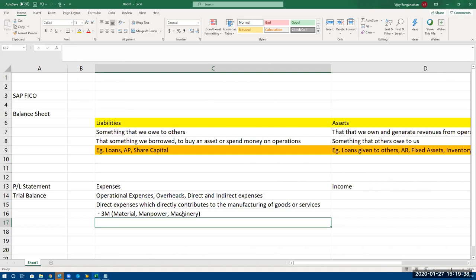Why do they call it overheads? Anybody know why they call it overheads? They're not related to a specific product. It's for the entire call center or company. Why do they call it overheads? Because electricity goes over your head, I don't know. They're not directly attributable to a product, but why do you call it overhead?